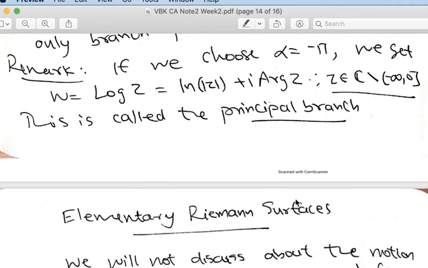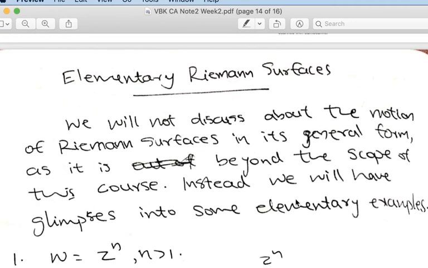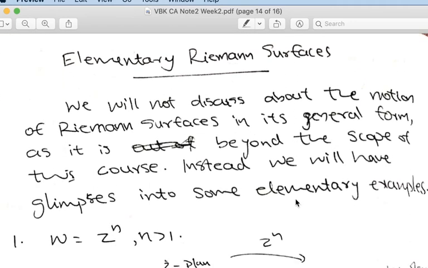Now let me come to the final topic of elementary Riemann surfaces. In fact, we will not discuss Riemann surfaces in detail because they include a lot of technical things which are beyond the scope of this course, like the notion of a manifold and other things. But let me just tell you what we mean by a Riemann surface by looking at some elementary examples.